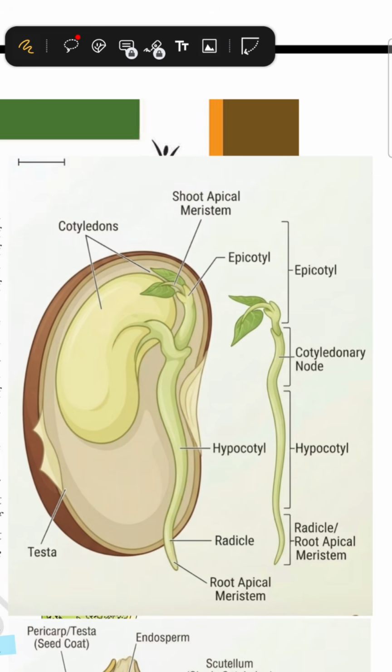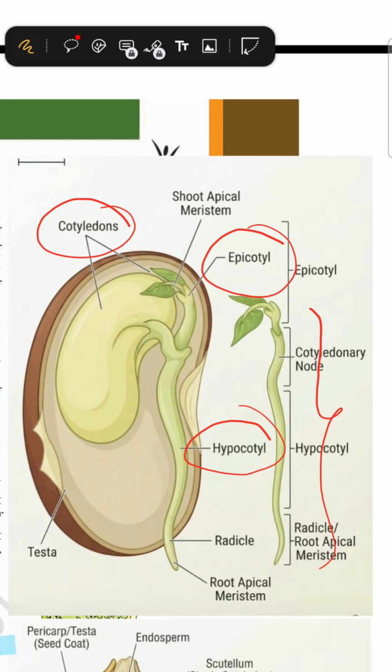The dicot embryo comprises of two cotyledons. There is an embryonal axis. The embryonal axis has got two regions, that is the hypocotyle and epicotyle.